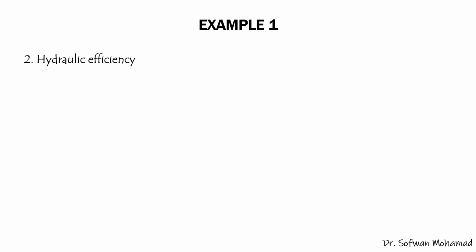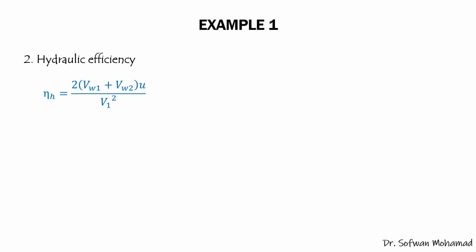Our second task in this question is to determine the hydraulic efficiency of the Pelton wheel. We know that hydraulic efficiency of a Pelton wheel can be calculated using this expression, which is equal to 2 VW1 plus VW2 multiplied by U divided by V1 squared.